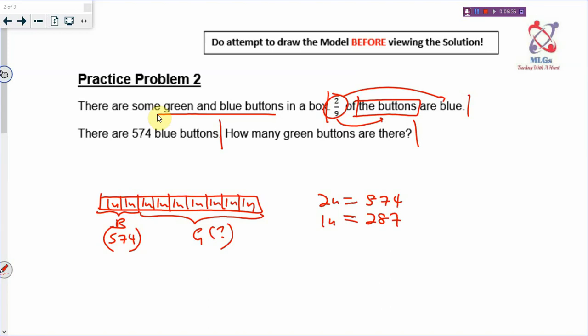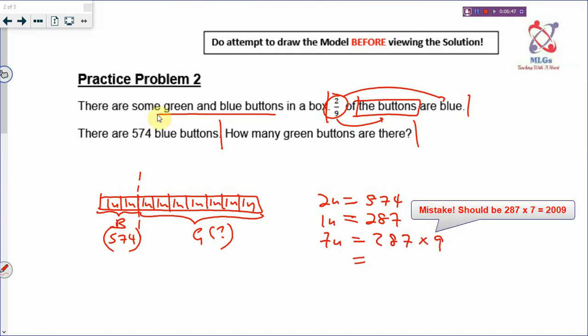Then can you find how many green? If you count the boxes, there are 7 units of green, right? So you take 287 and multiply by 7. 287 times 7, and you will get 2,009 green buttons. So it's a very simple model to draw.